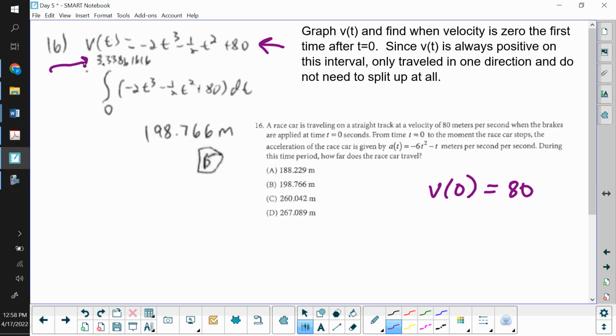On that interval from 0 to 3.3386, the velocity is always positive. So you don't have to worry about the fact of all of the car going in different directions. So we can simply just do an integral of that velocity function from 0 to 3.33 and change to tell us how far the car traveled, and it ends up being choice B.